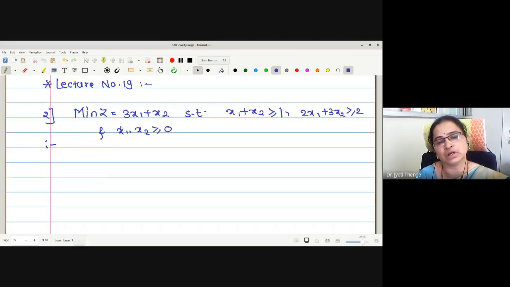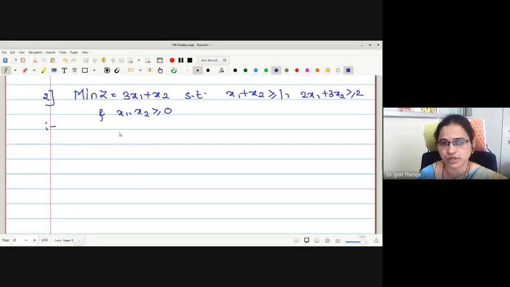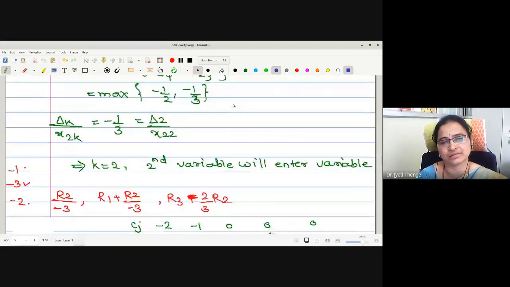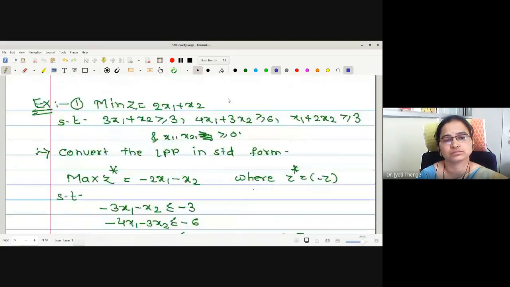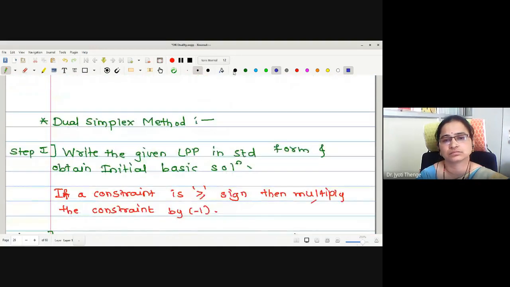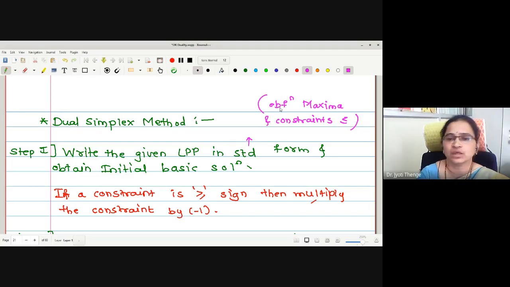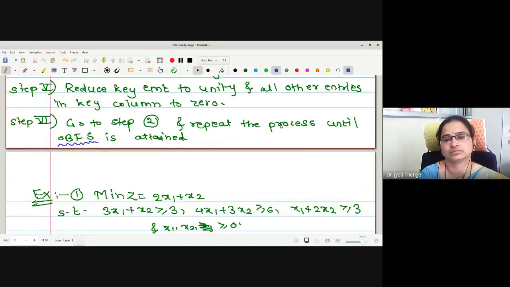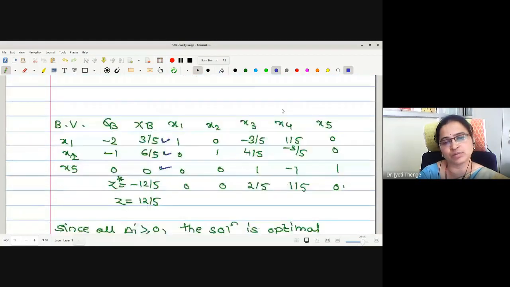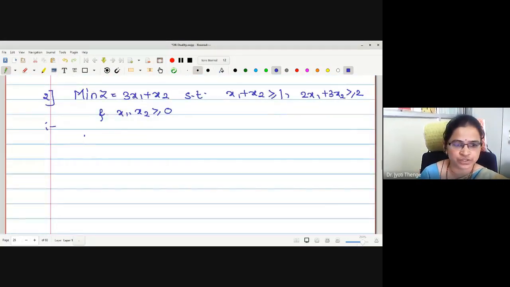Writing the standard form in the dual simplex method means what? The objective function is in maxima, and the constraints are in less than or equal form. So these are the 2 points we have to check. Now here the objective function is given in the minima form. So first we will write the objective function in the maxima.